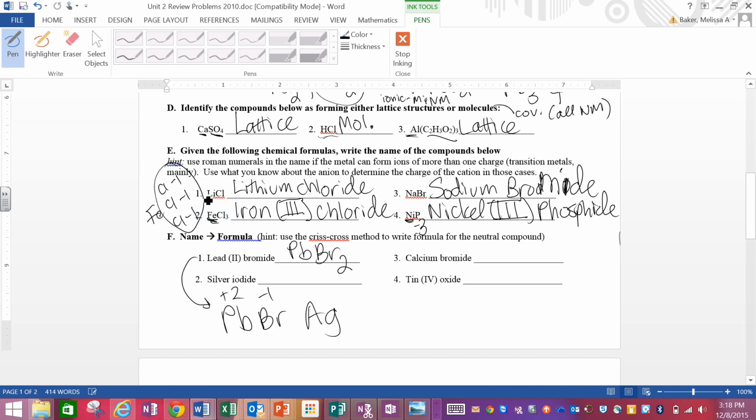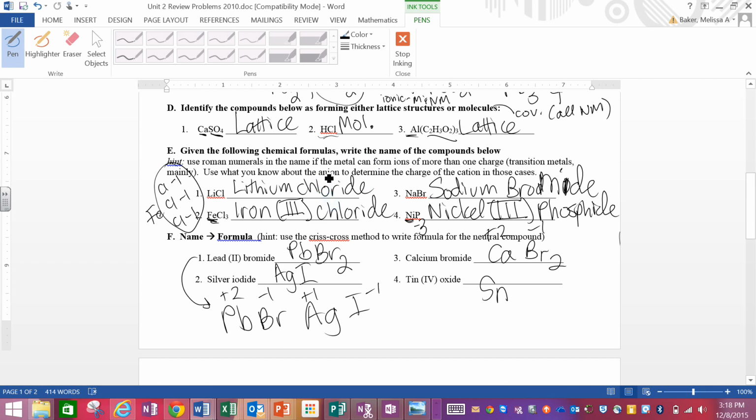Silver iodide. Silver always has a +1 charge. Iodine's got a -1, so this one just becomes AgI. Calcium's got a +2. Bromine's got a -1, so this is CaBr2.